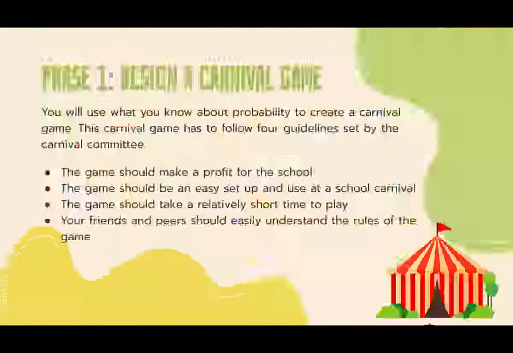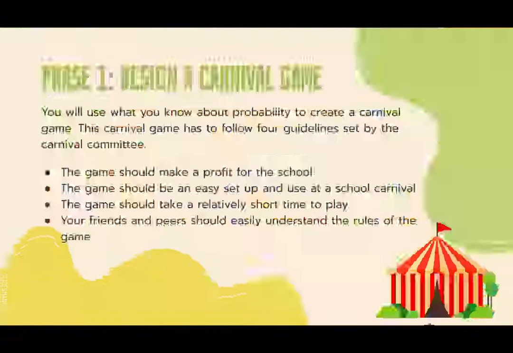Phase 1, design a carnival game. So you will use what you know about probability to create a carnival game. This carnival game has to follow 4 guidelines set by the carnival committee. First guideline is the game should make a profit for the school. So the school should be able to make money off of this game. We've played other games where we've determined whether they're fair or not, or whether they'll make more money or not. So kind of draw back on some of that knowledge.